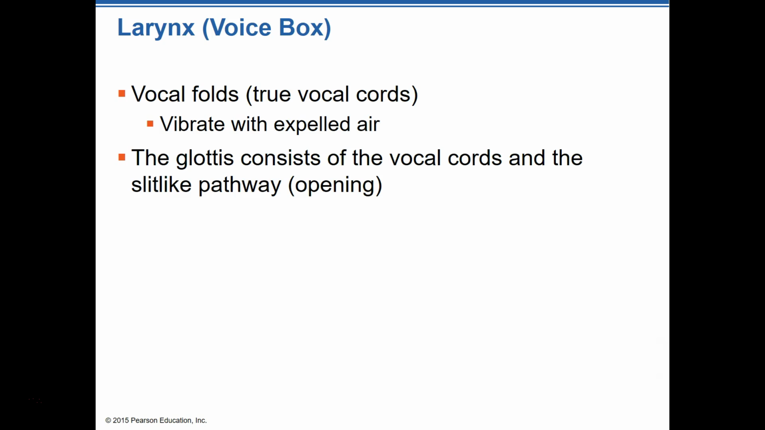Then we have the vocal folds, which are the true vocal cords. They vibrate with expelled air, and we control them with muscles to make the sounds that we want to make. The glottis consists of the vocal cords and this slit-like pathway opening, kind of a wedged opening. I didn't see a really good picture of it in your book, and I didn't think to throw a picture here in these slides, but it's a wedged-like opening.